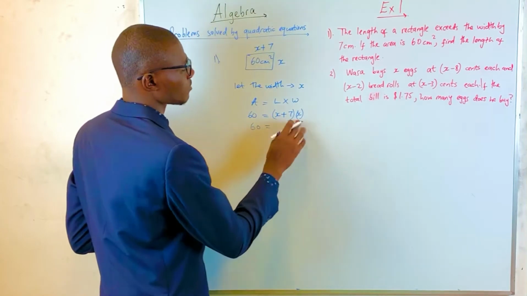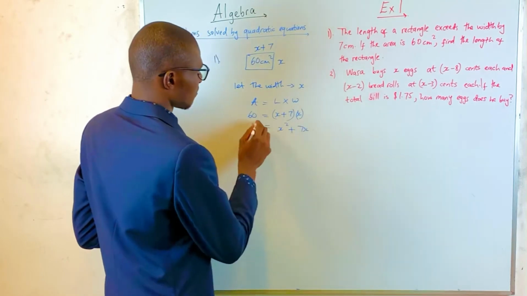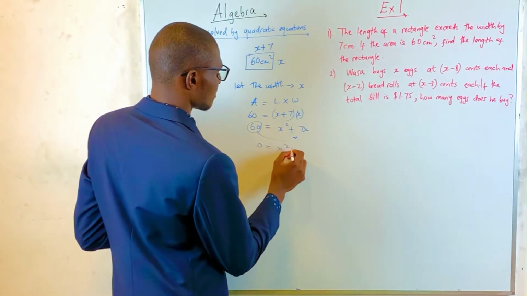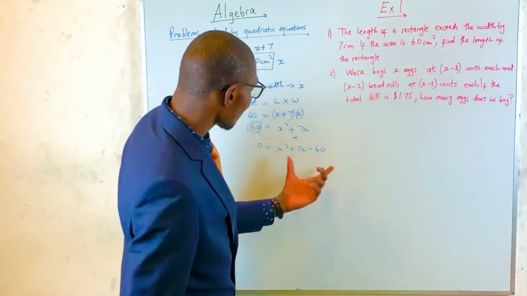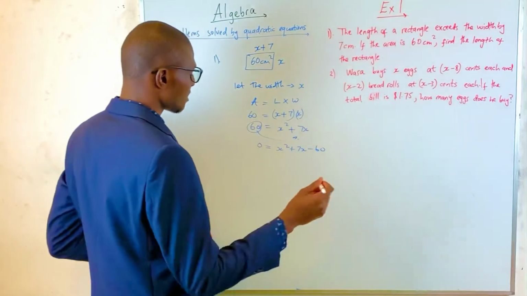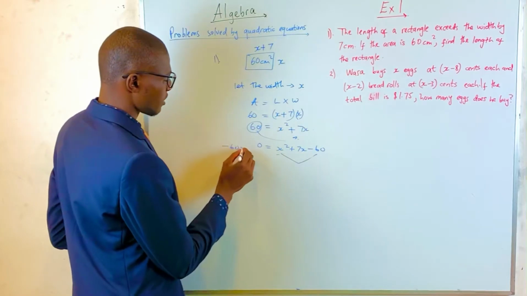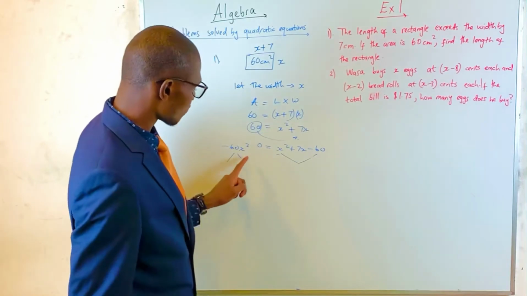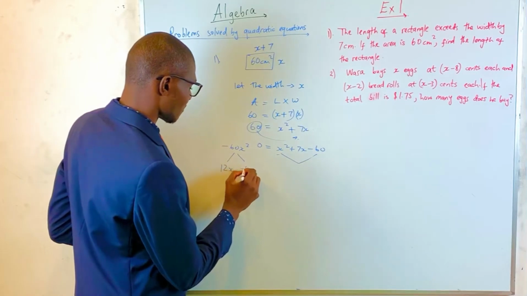So 60 is equal to x times x, which is x squared, plus x times 7, 7x. If we take this 60 to the left hand side, we're saying 0 is equal to x squared plus 7x minus 60. Then we can solve that quadratic equation, and here we can use the method of solving by factorization. If we multiply the first term and the last term, we've got minus 60x squared. The two factors that we need, when multiplied, give us minus 60x squared, and when added, give us 7x. This is 12x and minus 5x.